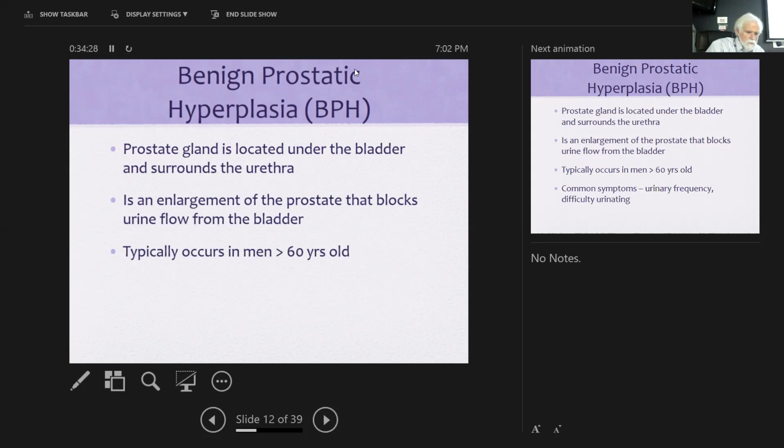It occurs mainly in men above the age of 60. I've seen statistics that talk about 60 or 70% of elderly men will have BPH.